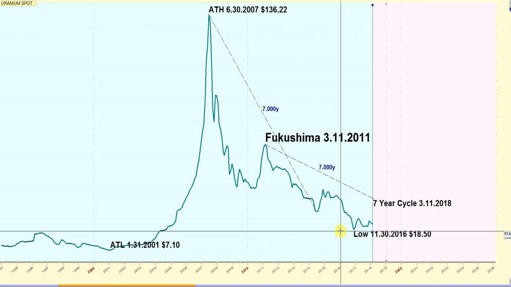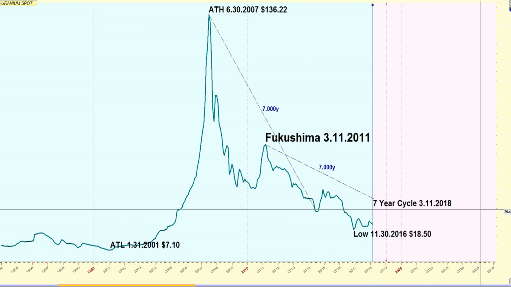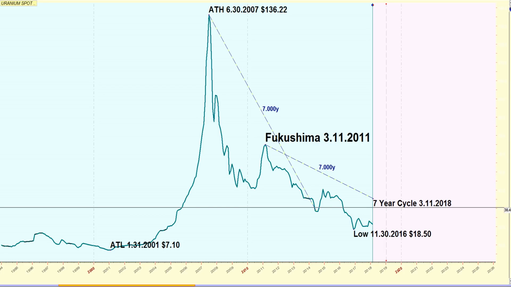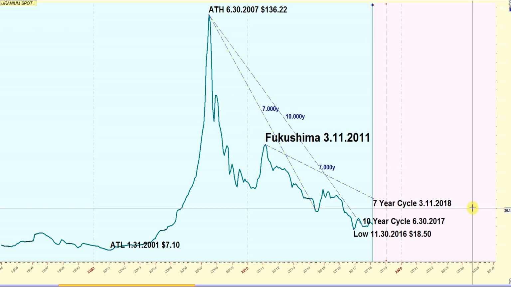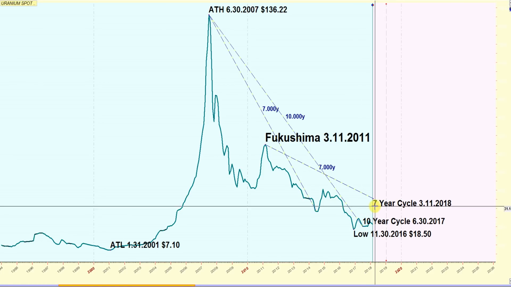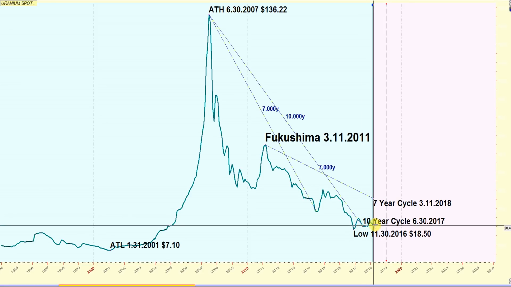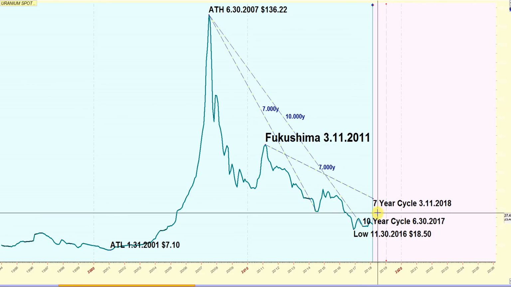So to wrap it all up, the 7-year cycle just kicked in Sunday. The 10-year cycle kicked in July. And you got what I call a cluster of 2 yearly cycles here. 7 and 10 right here. Something is cooking.